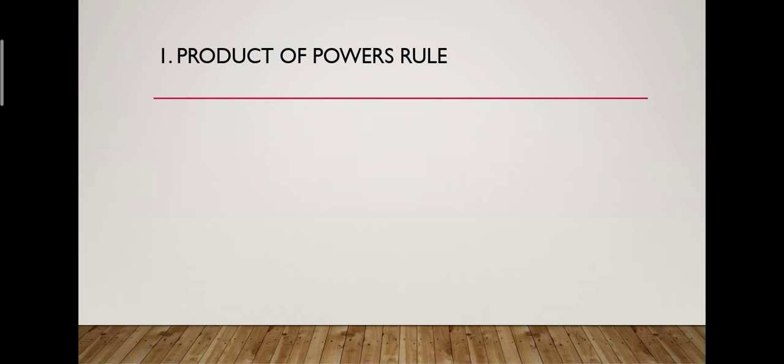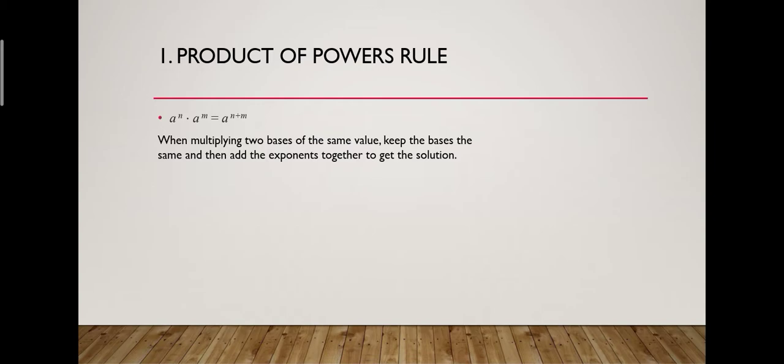So, the first rule is the product of powers rule. It's in the form of a to the n times a to the m is equal to a to the power of n plus m. When multiplying two bases of the same value, keep the bases the same and then add the exponents together to get the solution. For example, 4 squared times 4 to the 5th is equal to 4 to the 7. And 4 to the 7 is equal to 4 times 4 times 4 times 4 times 4 times 4 times 4, which is equal to 16,384.